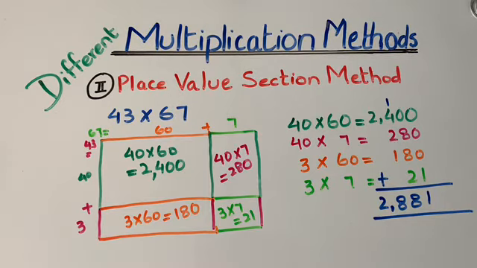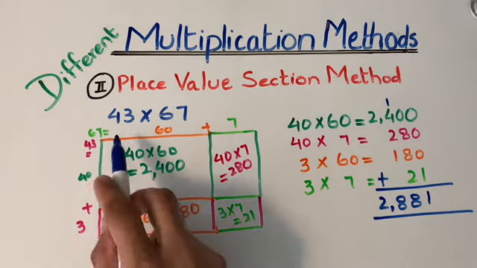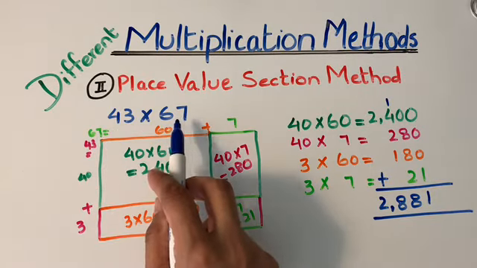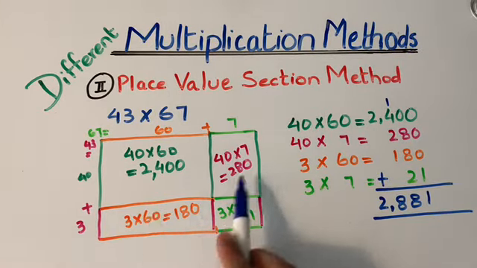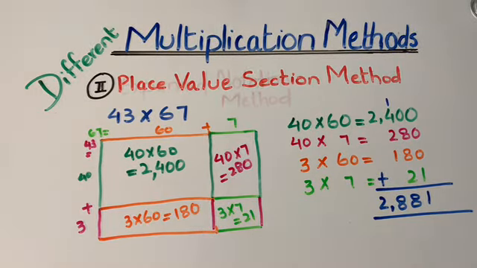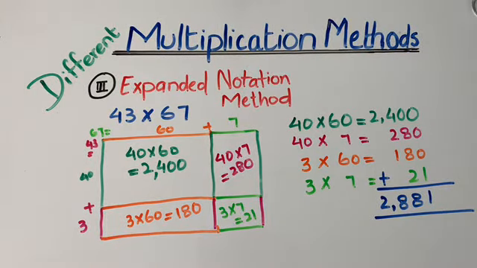2881 is the answer of our question, 43 times 67. So by using the place value sections method, we can solve our problem by dividing, or you can say by splitting, the problem into small sections. Another method of multiplication is called the expanded notation method.